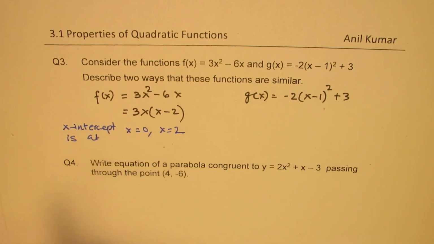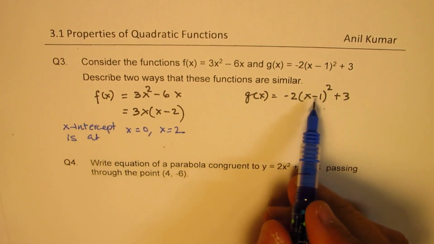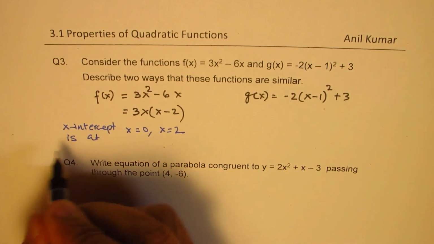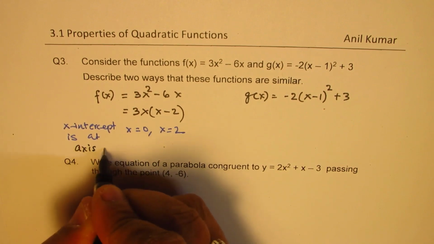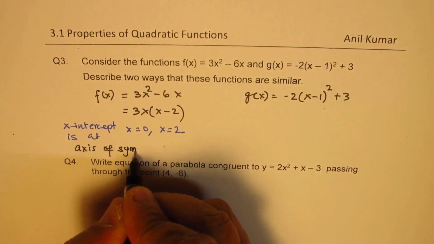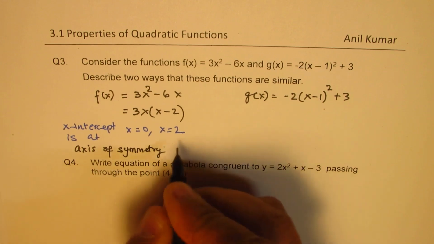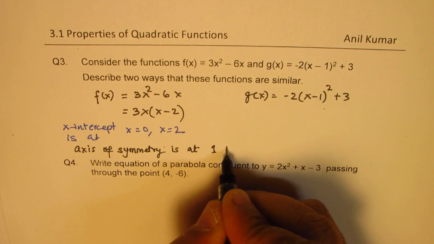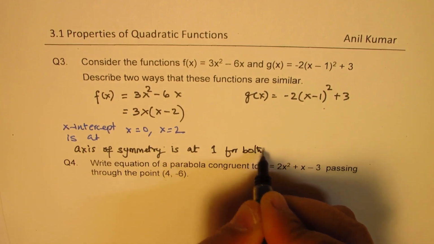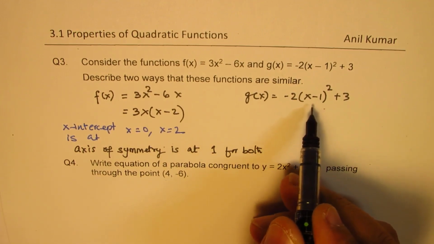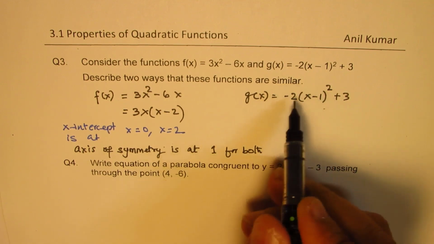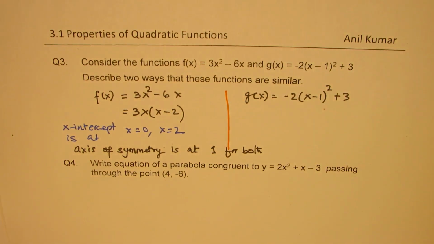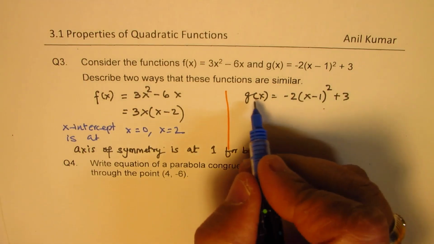So that means we now know that both the equations have an axis of symmetry. So we can say one of the similarities is that the axis of symmetry is at 1 for both. Okay. Now, since we got the axis of symmetry 1 for both, let us also find the x-intercept for the given equation, right? So, to find the x-intercept, I will have to put the y value as 0.